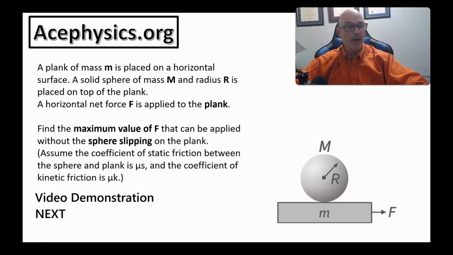Problem number 2. A plank of mass m is placed on a horizontal surface. A solid sphere of mass big M and radius big R is placed on top of the plank. A horizontal net force F is applied to the plank. Find the maximum value of F that can be applied without the sphere slipping on the plank.